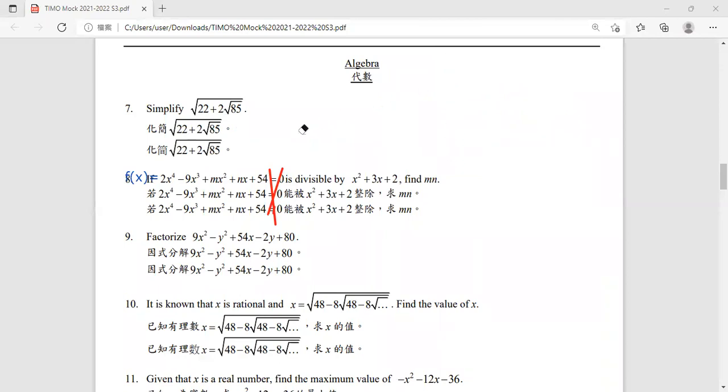Now, f(x) equals 2x^4 minus 9x^3 plus mx^2 plus nx plus 45, and it is divisible by x squared plus 3x plus 2. Find mn. If you're smart enough, you will know that this can be factorized into two factors. Now, what can I do here?